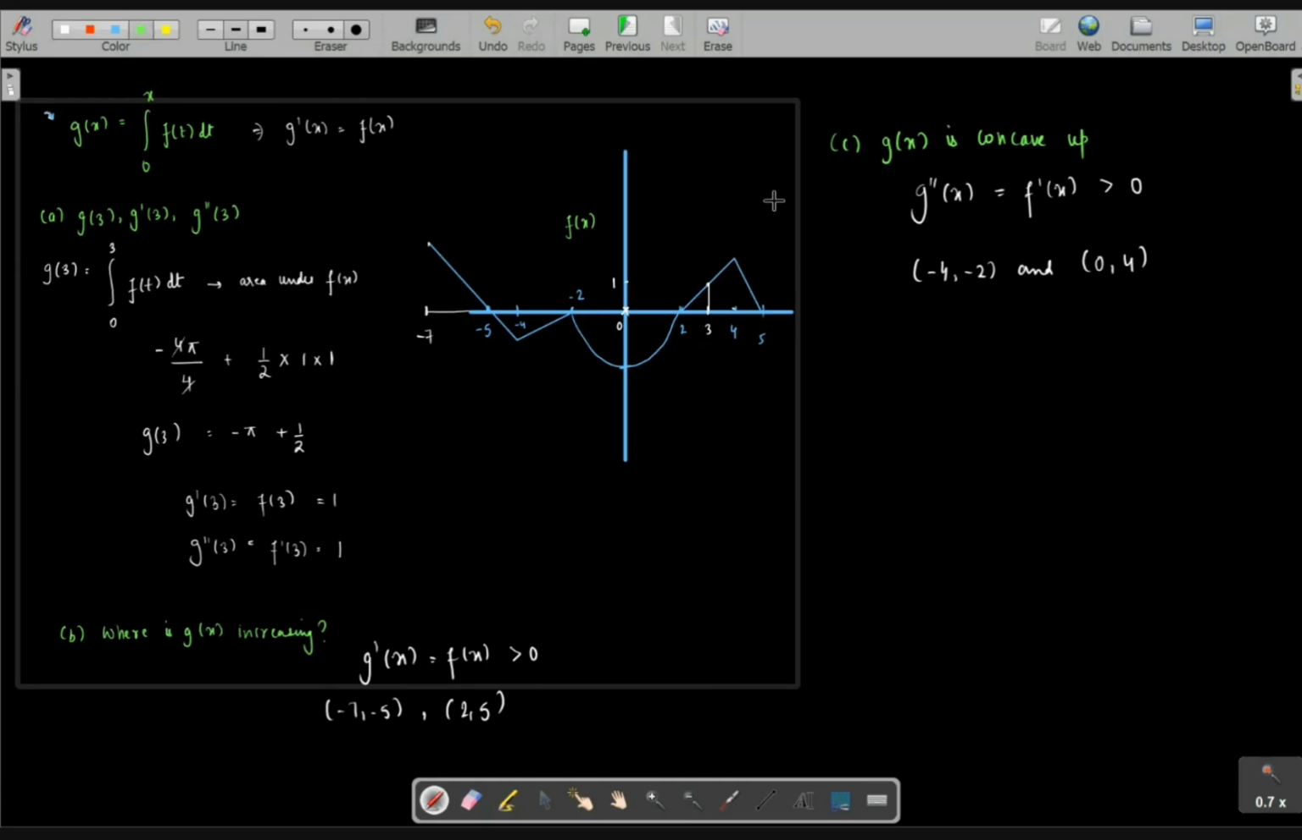Okay, good. Then where is g of x increasing and concave down?